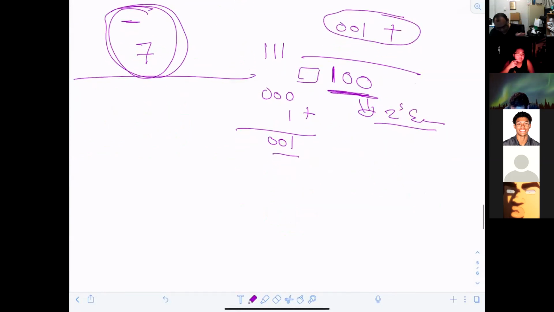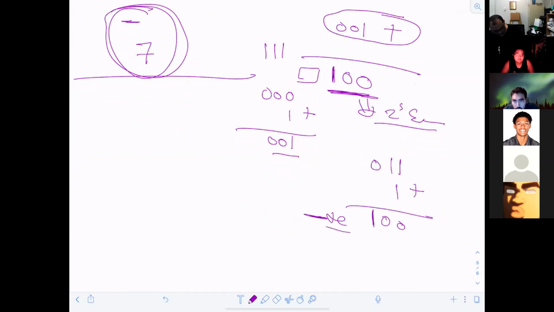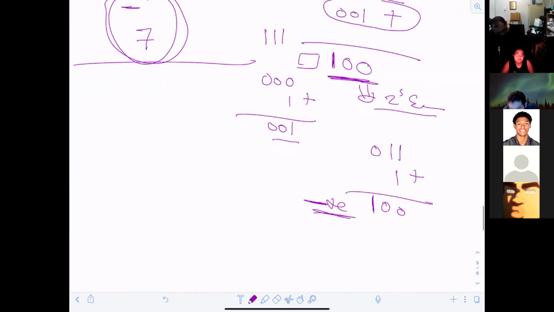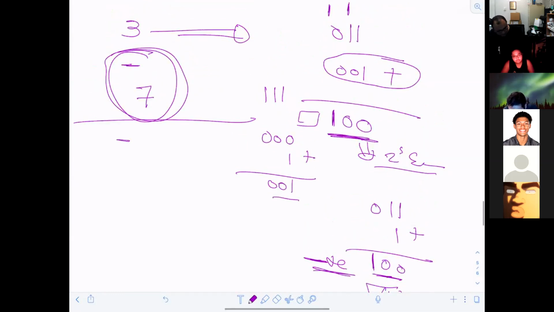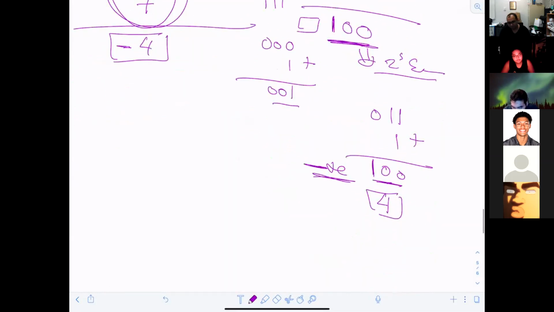Let's do 2's complement. So it's going to be 0, 0, 1 after flipping, you add 1 to it, and this time you can put negative here. So this one is equal to 4. So pretty much what I'm saying: 3 minus 7 is minus 4. Sounds good? Easy?